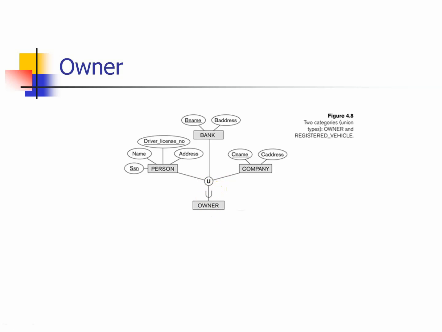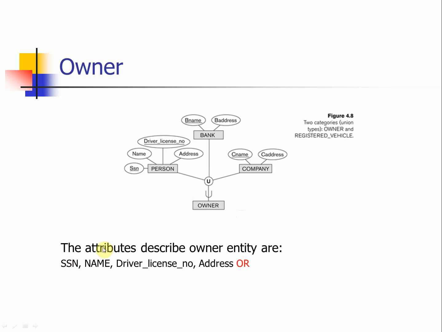So when I'm asking what are the possible attributes describing the owner, here is the answer. The attributes describing owner entities are, first of all, coming from the person. So it can be social security number, name, driver license number, address, or the attributes coming from the bank, including the bank name, bank address, or attributes coming from the company. So that "or" concept is a very important thing to be focused on.